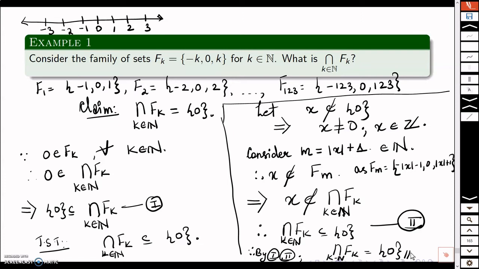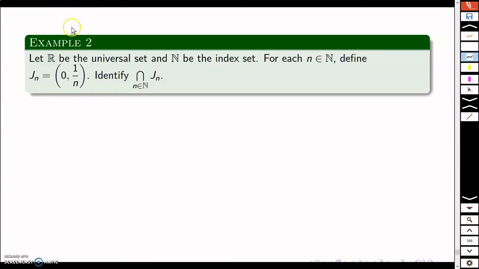Now let's look at the second example. The second problem says, let R be the universal set and N be the index set. For each natural number n, an open interval is defined, named J_n, and it is defined to be the open interval (0, 1/n), where n is varying over the set of natural numbers, which is our indexing set, right? We have to find the intersection of all these J_n's, where n is varying over the set of natural numbers.